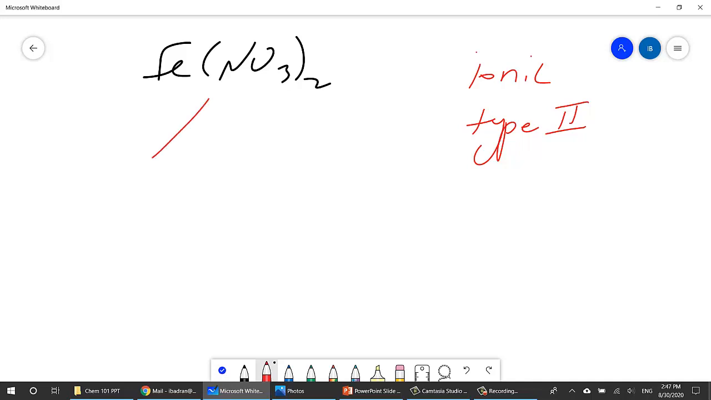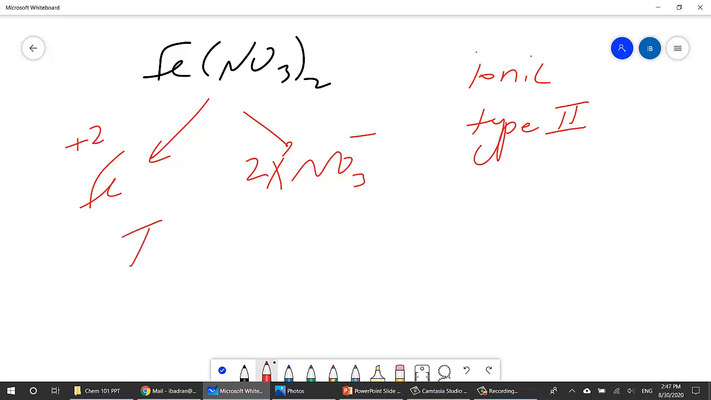I know that this is made of Fe and some nitrates, and nitrate is minus, so I have 2 of them. 2 times -1, that will give us this +2. In this case, we can call this iron, and then 2, nitrate.